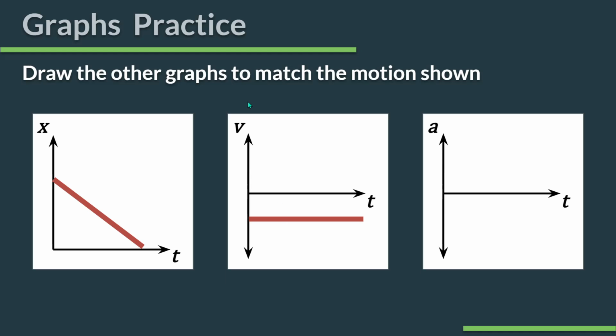All right, AT graph. Again, look at the slope of your VT graph. The slope of your VT graph tells you your acceleration. Guys, what is the slope of a horizontal line?